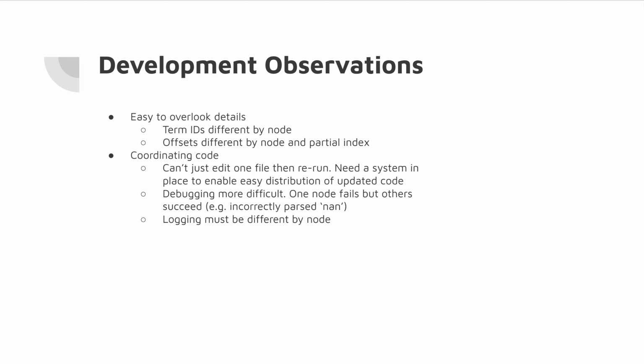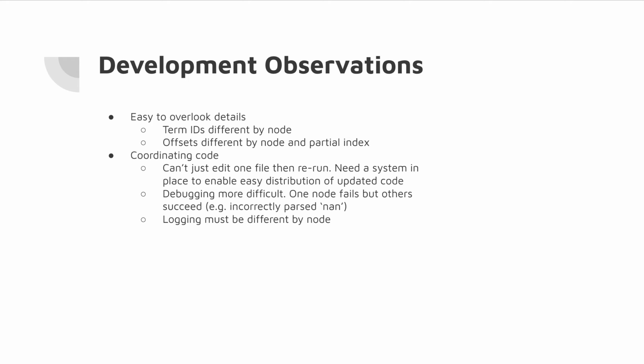For instance, one thing that caused me a headache for quite a while was that I didn't think about how term IDs are going to be different by node. The different nodes run into words in a different order, and if you recall, the term ID is basically just the order in which you ran into that word. If you run into the word "the" first, that's going to be term ID 0. So you basically can't merge or join the global dictionary on term ID. You have to join on the term itself. Similarly, offsets are going to be different by node and also by partial index.